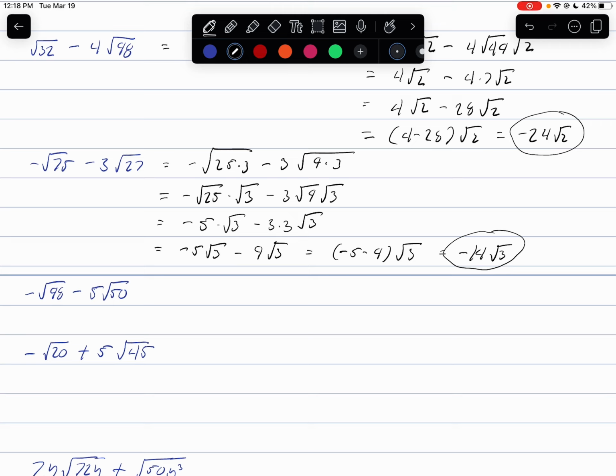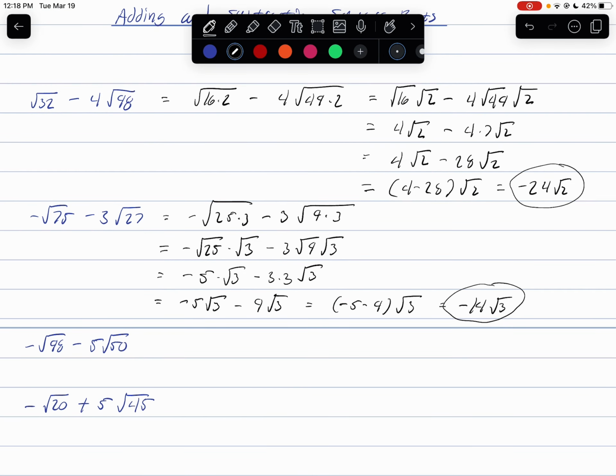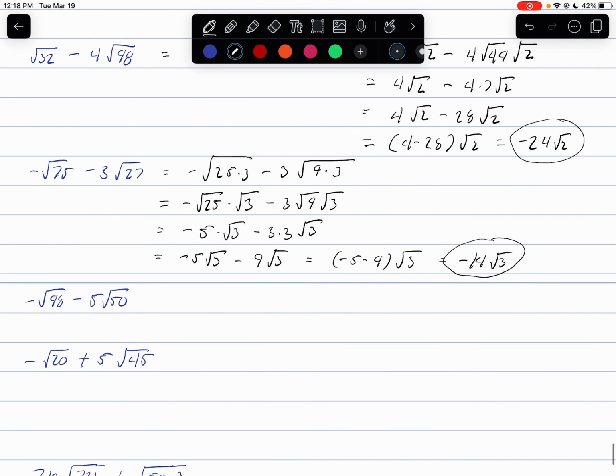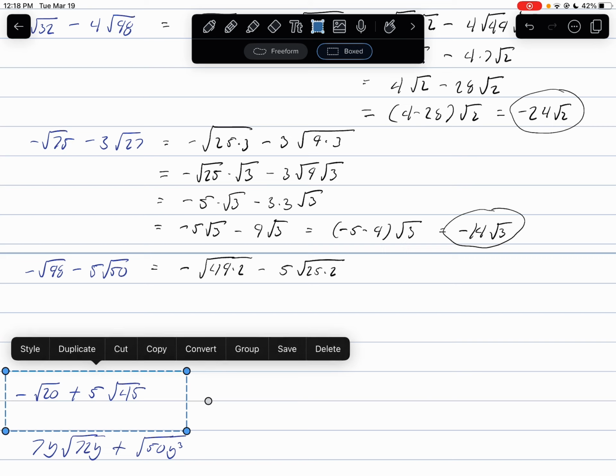Okay, how about negative the square root of 98 minus 5 times the square root of 50? I'm thinking 2 again, because we know that if we divide 98 by 2, from a previous problem, we'll get 49 times 2. That's good. And then if we do 50, we'll get 25 times 2, which is also good. So we'll have negative the square root of 49 times 2 minus 5 times the square root of 25 times 2.